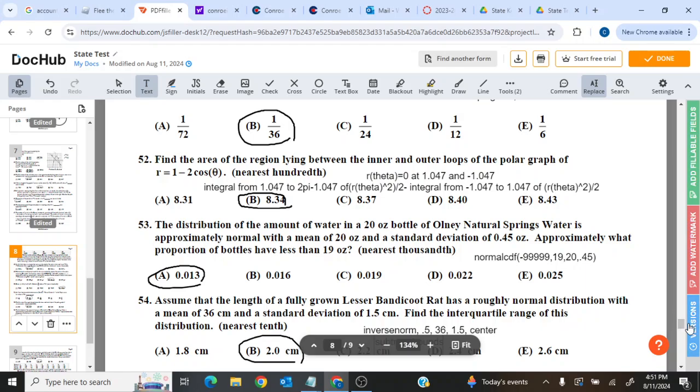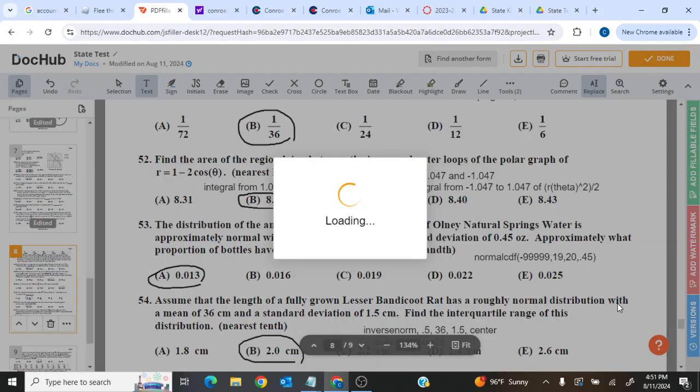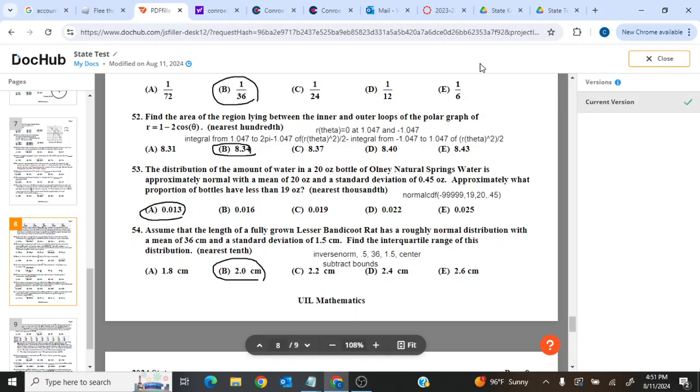54. Assume that the length of a fully grown lesser bandicoot rat has roughly normal distribution with a mean of 36, standard deviation of 1.5. Find the interquartile range. Well, the interquartile range is Q3 minus Q1, or in other words, the middle 50% of your data, the distance between them. So inverse norm of 0.5, mean of 36, standard deviation of 1.5. You're looking for the center 50%. And then if you subtract the bounds, you'll get the interquartile range of 2.0.